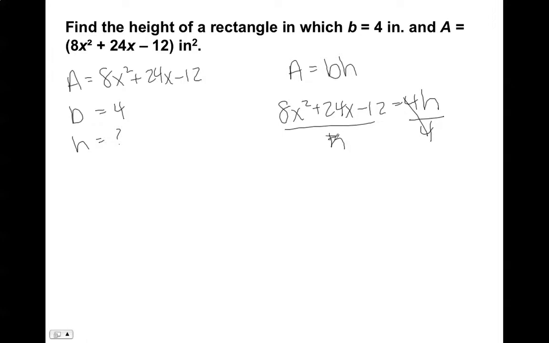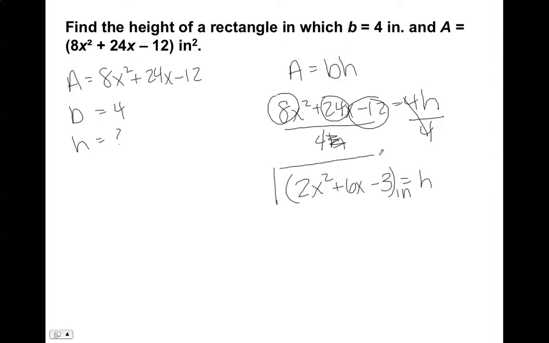Now be careful when you divide, because we have to divide all 3 terms by that 4. And when we do that, we have 2x squared plus 6x minus 3 is our height. And then don't forget to put your units of measure, and in this case, inches. And if you want to go just one step further, you could go back and substitute h in up here and distribute the 4 to make sure that we do get A.